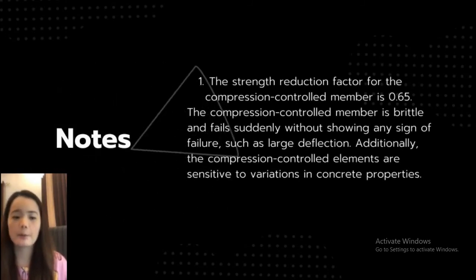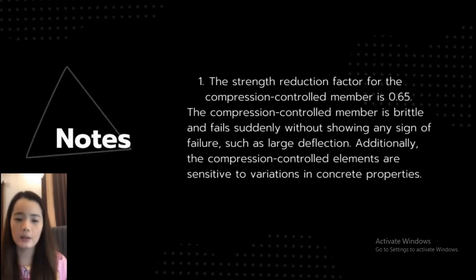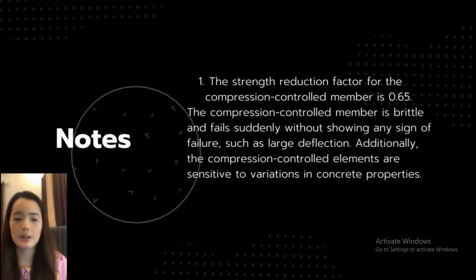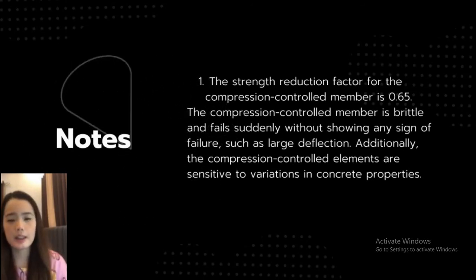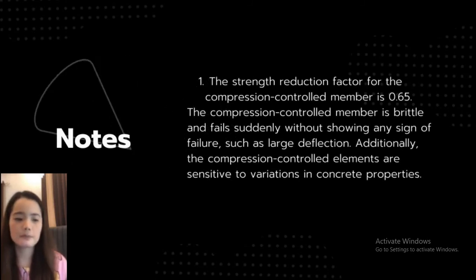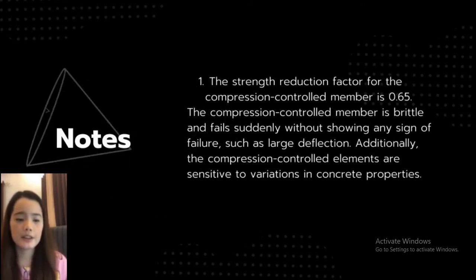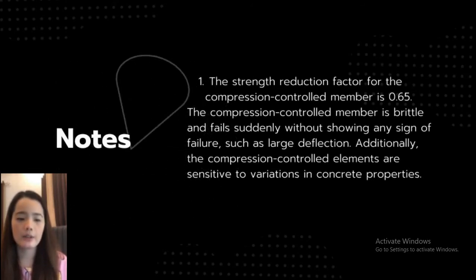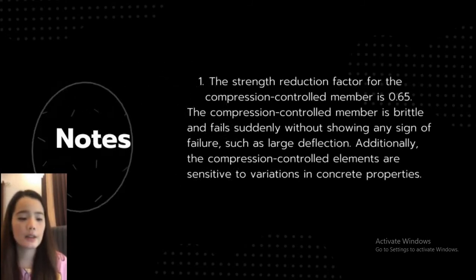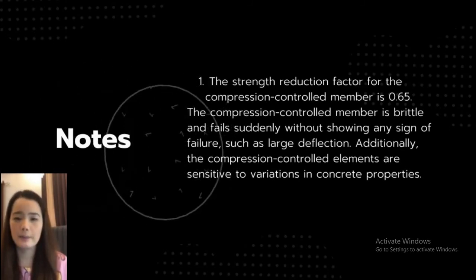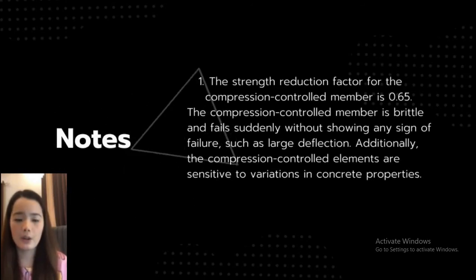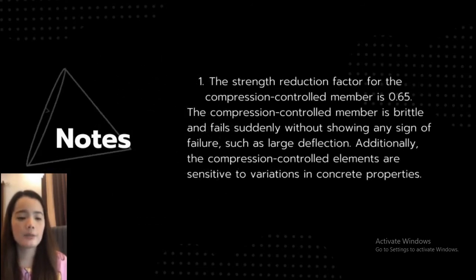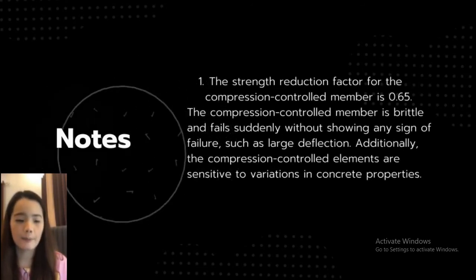ACI Code 9.3 provides different values of phi for different situations. I will mention some of these values. 0.90 for tension control, beam and slab. 0.75 for shear and torsion in beams. 0.65 or 0.75 for columns. 0.65 or 0.75 to 0.9 for columns supporting very small axial load. 0.65 for bearing on concrete.